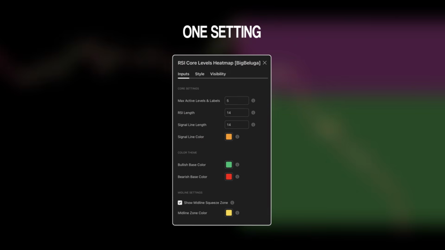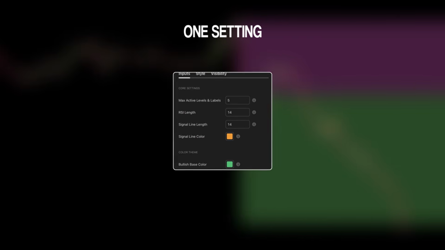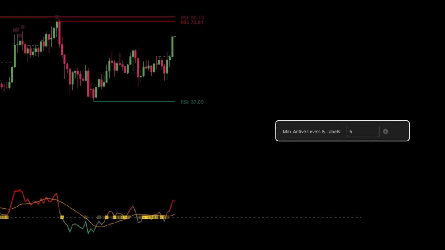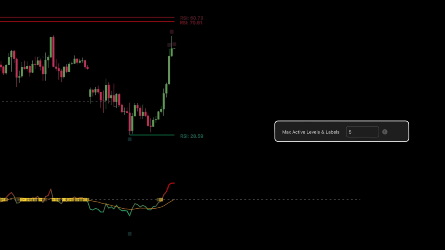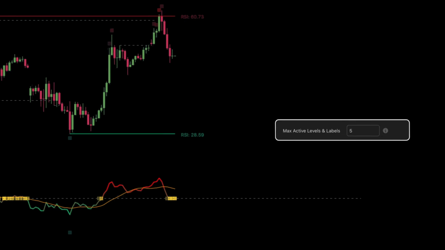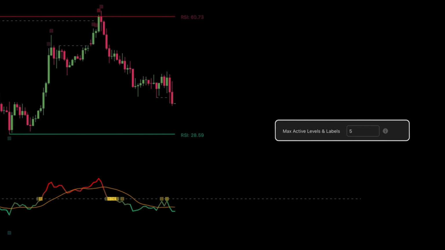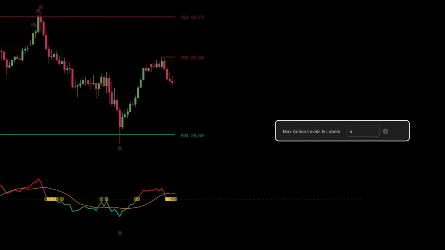Right, the setting I promised you at the start. This is the one that changes what you're looking at completely. Max active levels is on 5, and it looks like a tidiness setting. What it's actually doing is capping how many live levels it will keep. Go past 5 and the oldest ones get removed completely, not grayed out, removed, even though price never went near them and they were still perfectly valid.